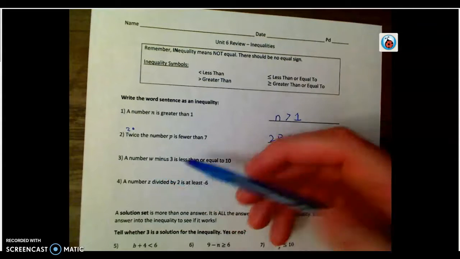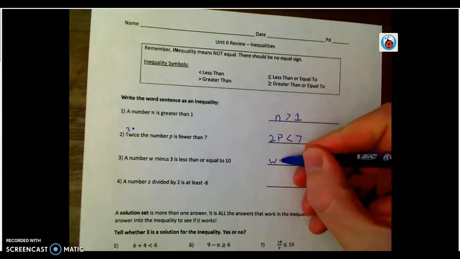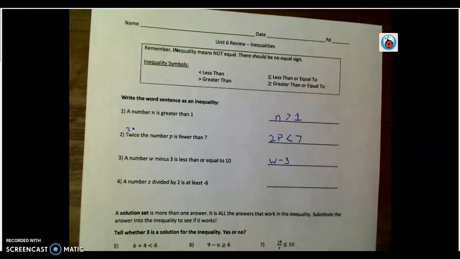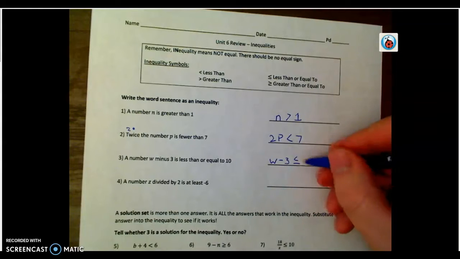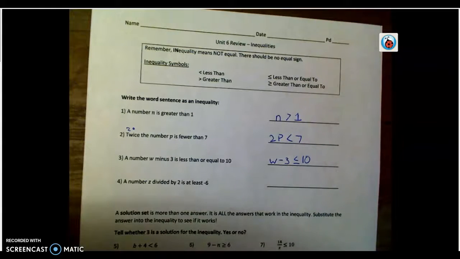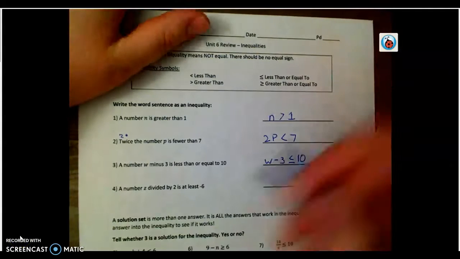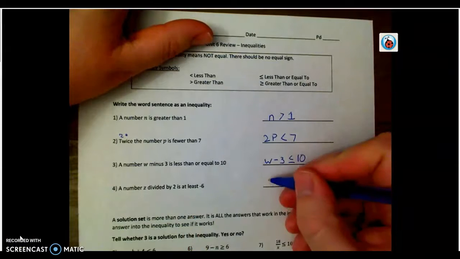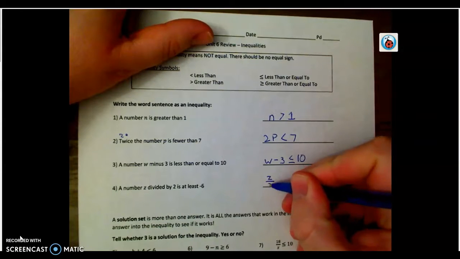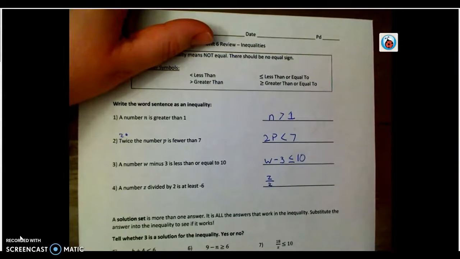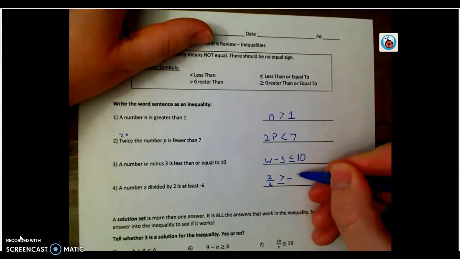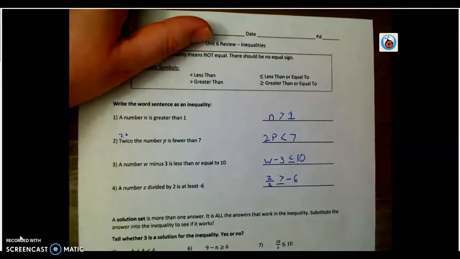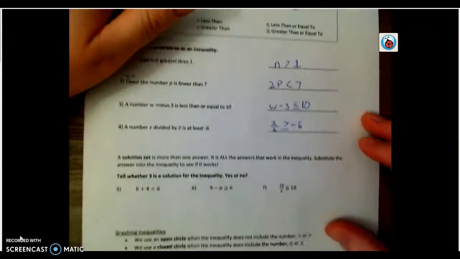Number 3, a number w minus 3 would be w minus 3, has to be less than or equal to 10. And then for number 4, z divided by 2, it's going to be the letter z over 2, is at least negative 6, meaning this has to be greater than or equal to negative 6. Alright, that's 1 through 4.